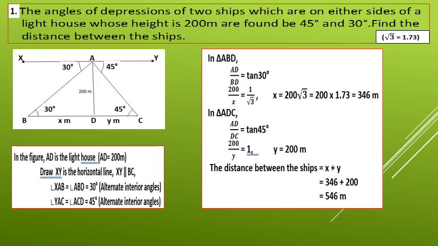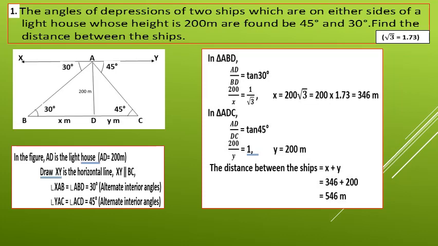Since the problem is related to angle of depression, we need to draw a horizontal line through the point of observation. So through A, the horizontal line XY is drawn, which is parallel to BC. So the angle of depression XAB is 30 degree, YAC is 45 degree. XAB and ABD are alternate interior angles. Therefore, ABD is 30 degree.